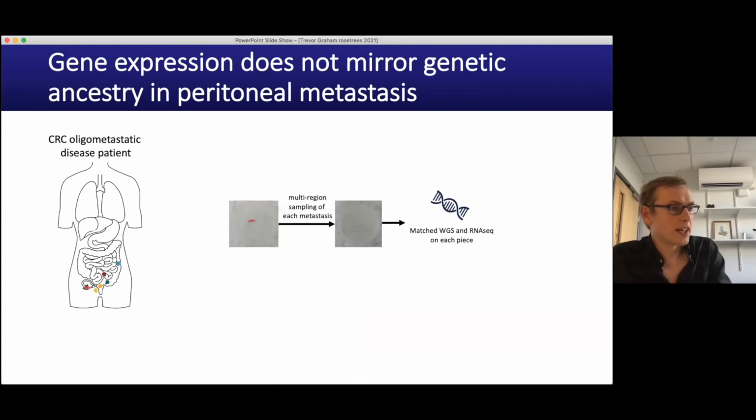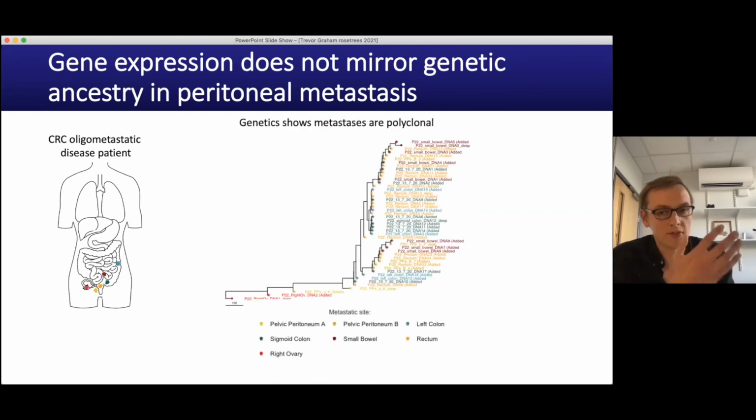So just in the final minute, I'll show you what we've been doing in metastasis. So following up on this idea, it's very early days, but we're starting to work on a cohort of colorectal cancer patients with oligometastatic peritoneal disease. So in this particular patient, they had a primary sigmoid tumor, I think, and then it spread around their peritoneal cavity in the location shown here. For each of the tumor regions, we slice it into a number of small pieces, and then we do matched whole genome sequencing and RNA sequencing on each piece.